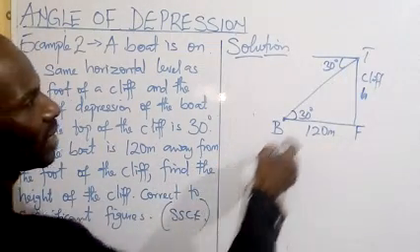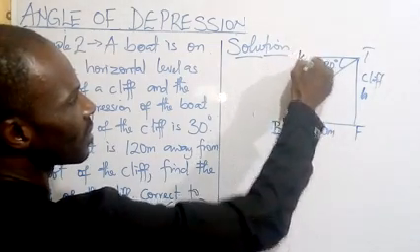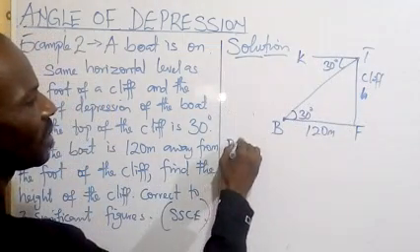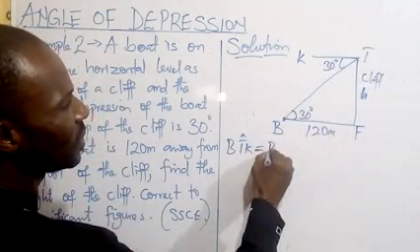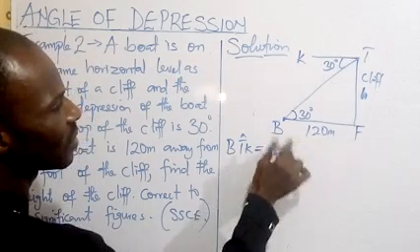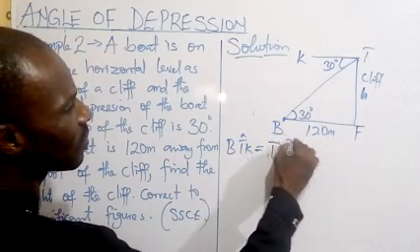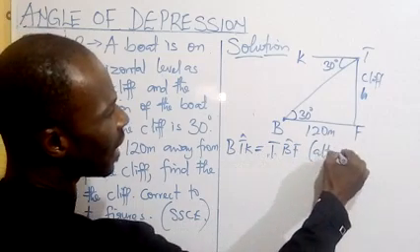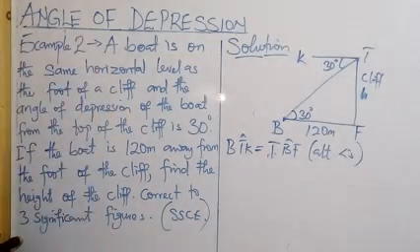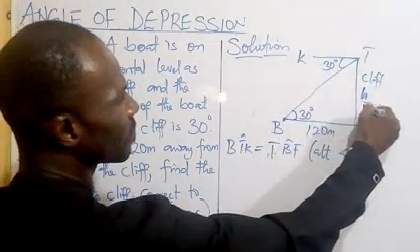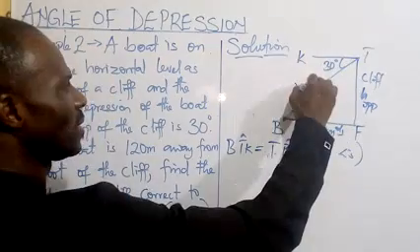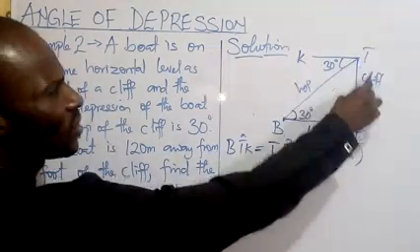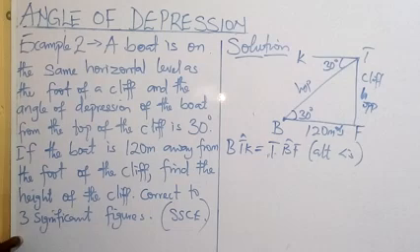You can say in triangle BTK, angle TBF is equal to angle B. That is alternate angles. Alternate angles are equal. So therefore, look at it. This is the opposite, and these are adjacent, and this is the hypotenuse. So we have to look for this side, the height of the cliff.